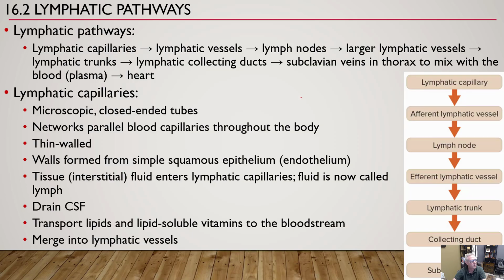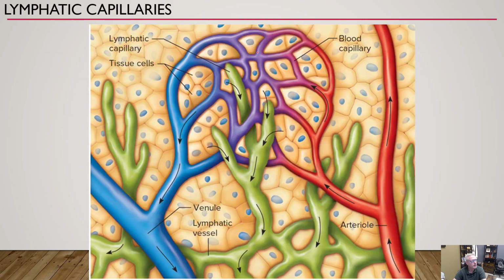So we're looking at this space right here, and this capillary bed. We have the arterial end and the venous end. We are going to pick up this interstitial fluid from the interstitial space, and it's going to go into these lymphatic capillaries.